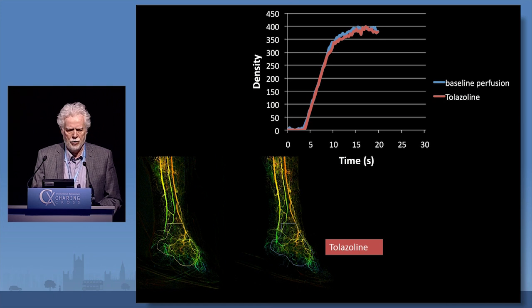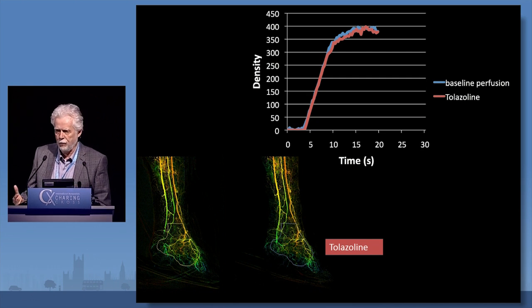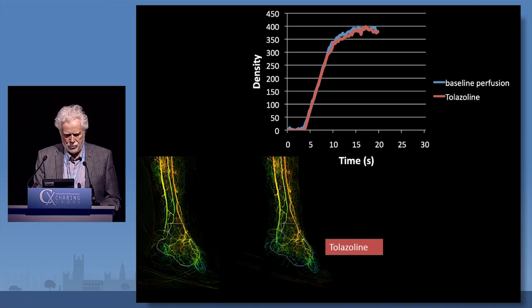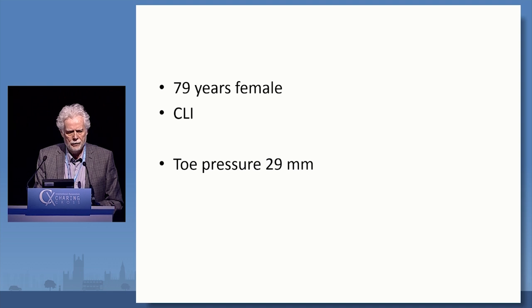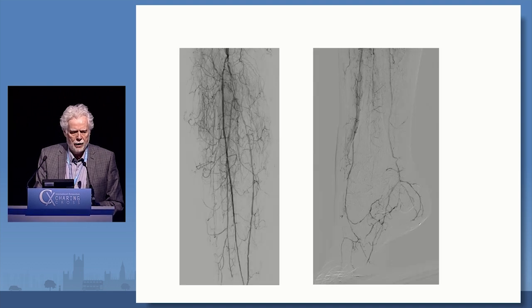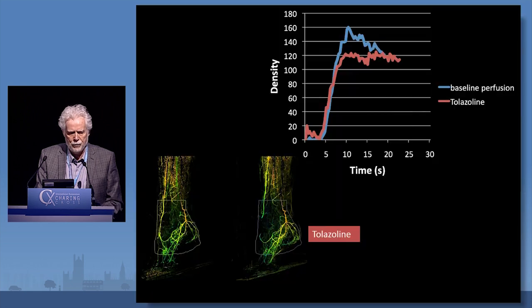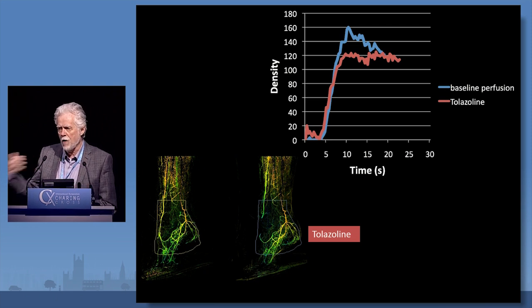There is absolutely no difference. So this means the vessels are not capable of reacting to any stimulus, and blood flowing inside is also a stimulus. And we said this patient has no options anymore. A follow-up at 4 weeks showed there was an amputation. On the other hand, we have a patient with a very low toe pressure, and again, you see very severe peripheral disease, and then the red bar is after tolazoline. You see a 25% drop, and that's what you want to see because there's a faster flow, which means a drop in the curve, and this patient did very well afterwards.